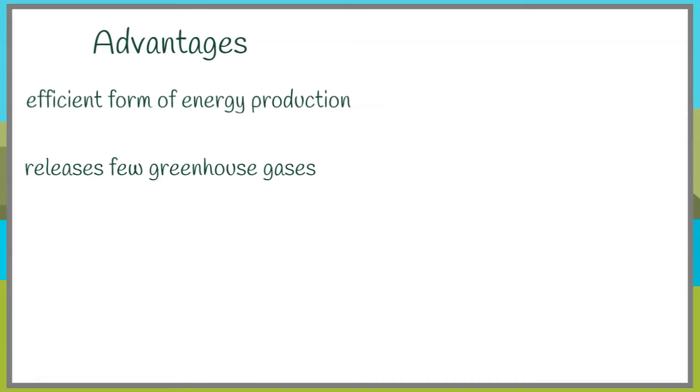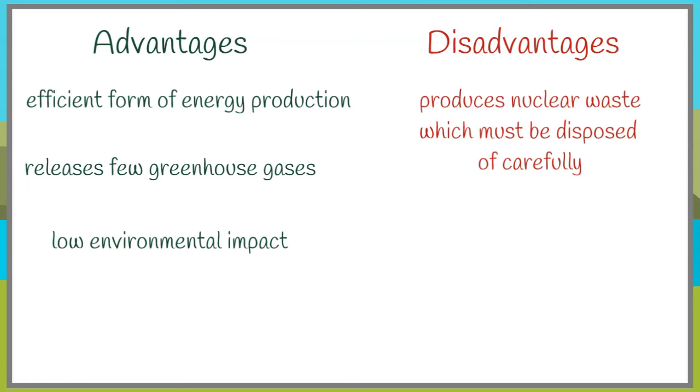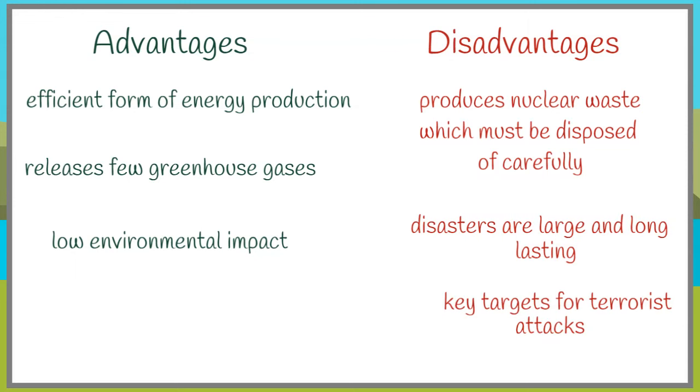The advantage of nuclear energy is that it is an efficient form of electricity production that leads to low cost. It releases few greenhouse gases and has a low environmental impact if proper safety precautions are followed. The disadvantage is that it produces radioactive or nuclear waste, which must be disposed of carefully so that it does not create radiation poisoning or endanger the environment. Nuclear disasters are large and long-lasting, making nuclear power plants key targets for terrorist attacks.